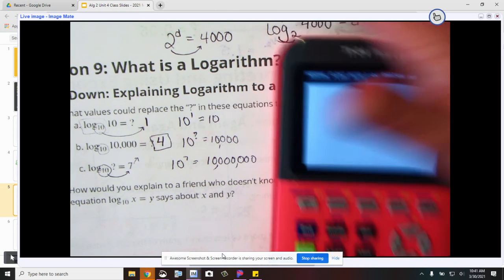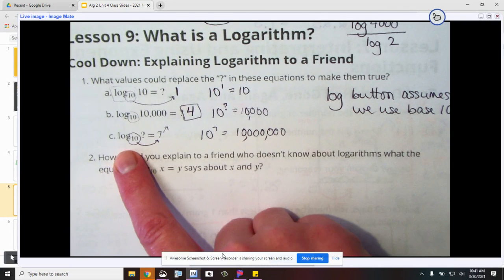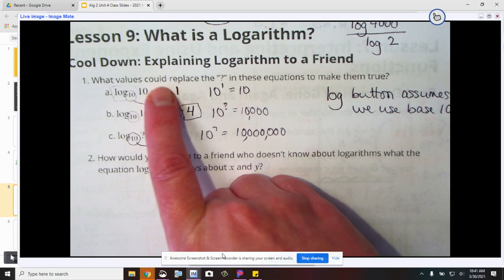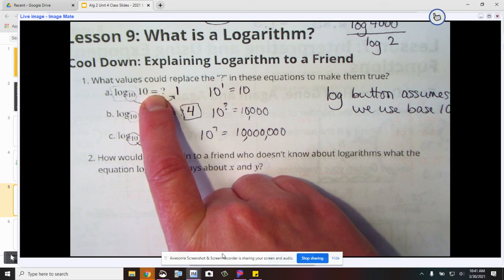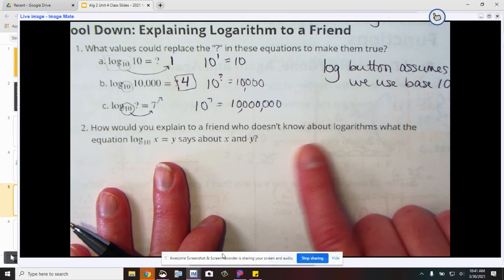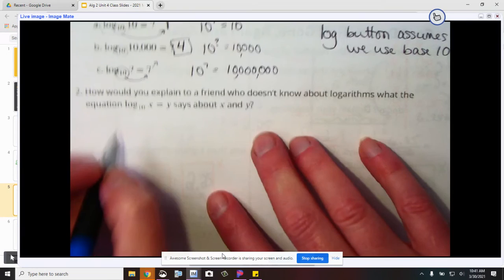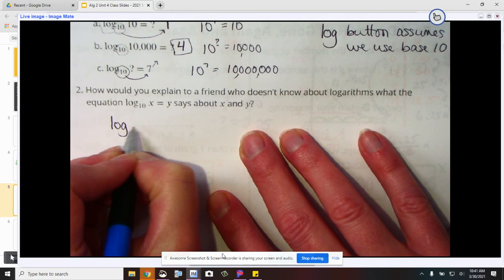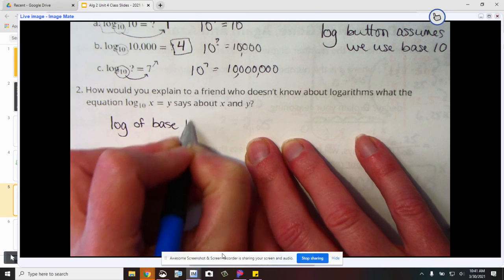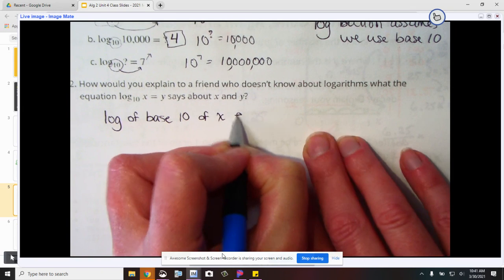So I know we're kind of jumping ahead to the end of lesson 9, but understanding that a log, the whole point of a logarithm, is to isolate an exponent that's unknown on the other side of an equal sign. So if we had a friend who doesn't know about logarithms, and we're saying, well, log base 10, first of all, that's how we would say that out loud. Log base 10 of x equals y.